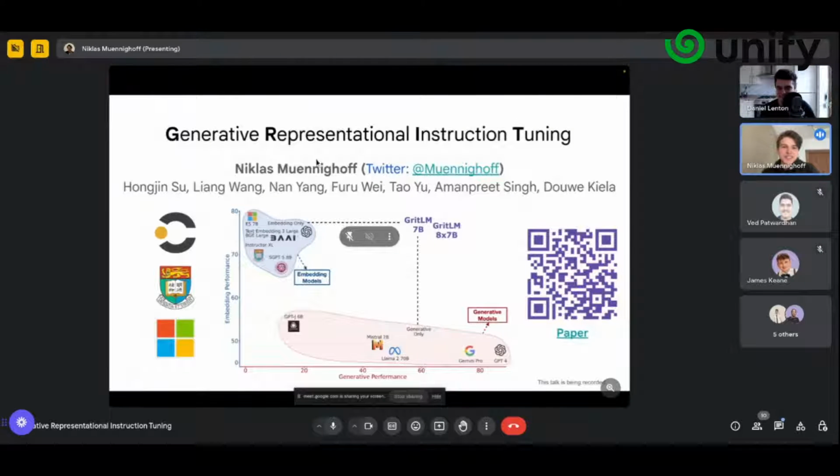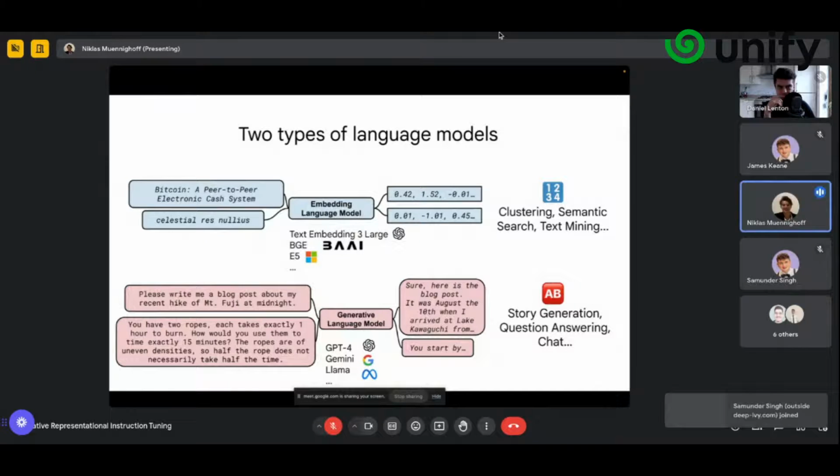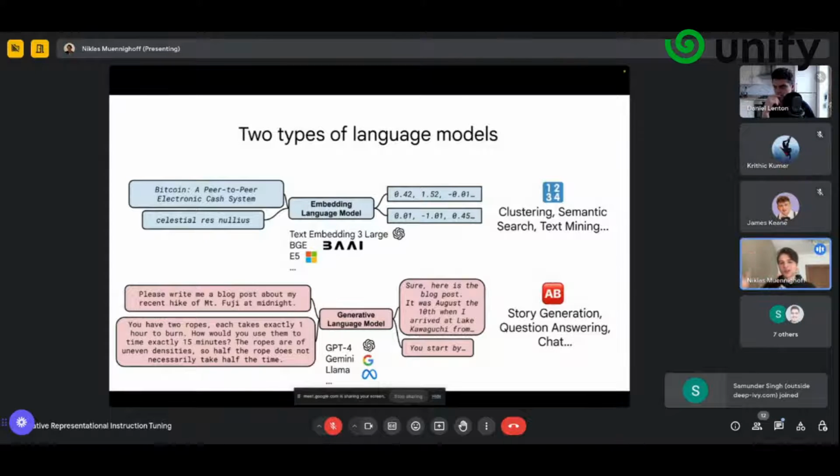Yeah, I'm Niklas, and I'll present Generative Representational Instruction Tuning, or GRIT. The motivation for this work is that there's two types of language models, really. One is embedding models. So given some text, they produce some numbers. And then you can use those numbers for a variety of use cases, such as clustering, where you then cluster different texts based on their numeric representations, semantic search or retrieval, text mining, and many other things.